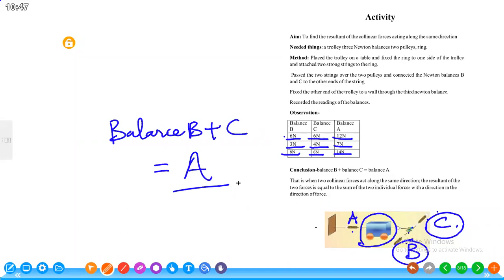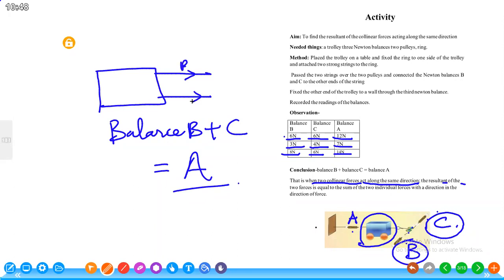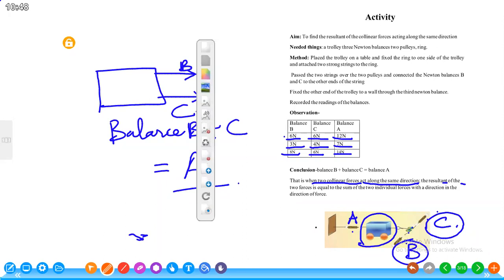Through these conclusions, we take another main conclusion: when two collinear forces act along the same direction, the resultant of the two forces is equal to the sum of the two individual forces, in the direction of the forces. When two forces act in the same direction, like B and C, the resultant force is the sum of the two forces.